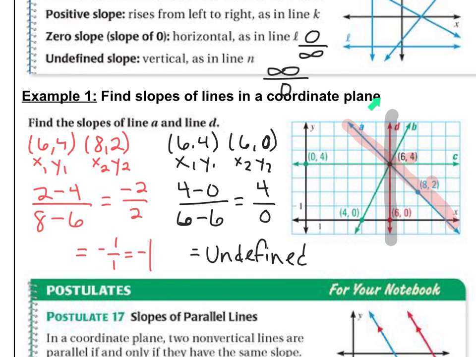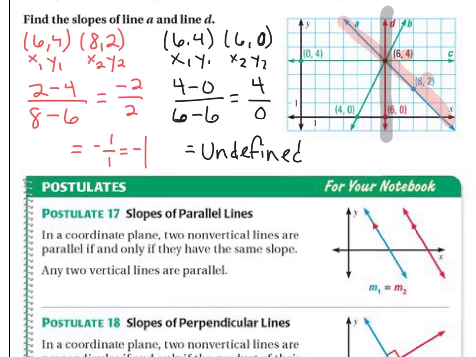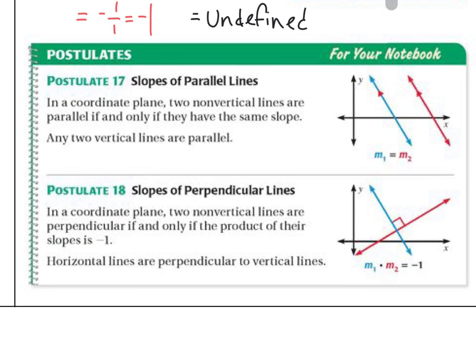This is a vertical line going straight up and down, so whenever that happens, the slope is always going to be undefined. Okay, so postulates, two more postulates to add.